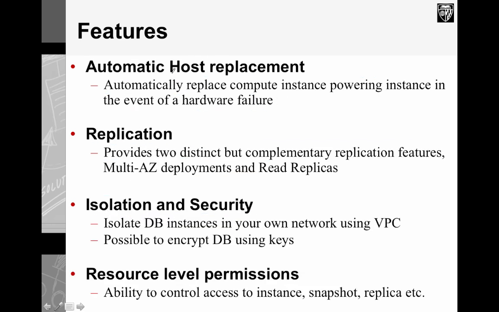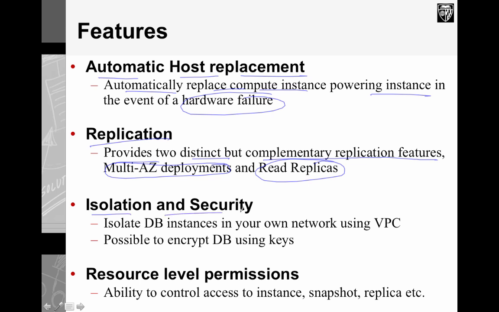There is also automatic host replacement, which is when there is a hardware failure, the RDS service will automatically replace the compute instance by powering a new instance. There's also replication, which provides two distinct but complementary replication features. You have what is called the multi-AZ deployments that allow you to have availability, and then you also have read replicas that allow you to get scalability for your application.